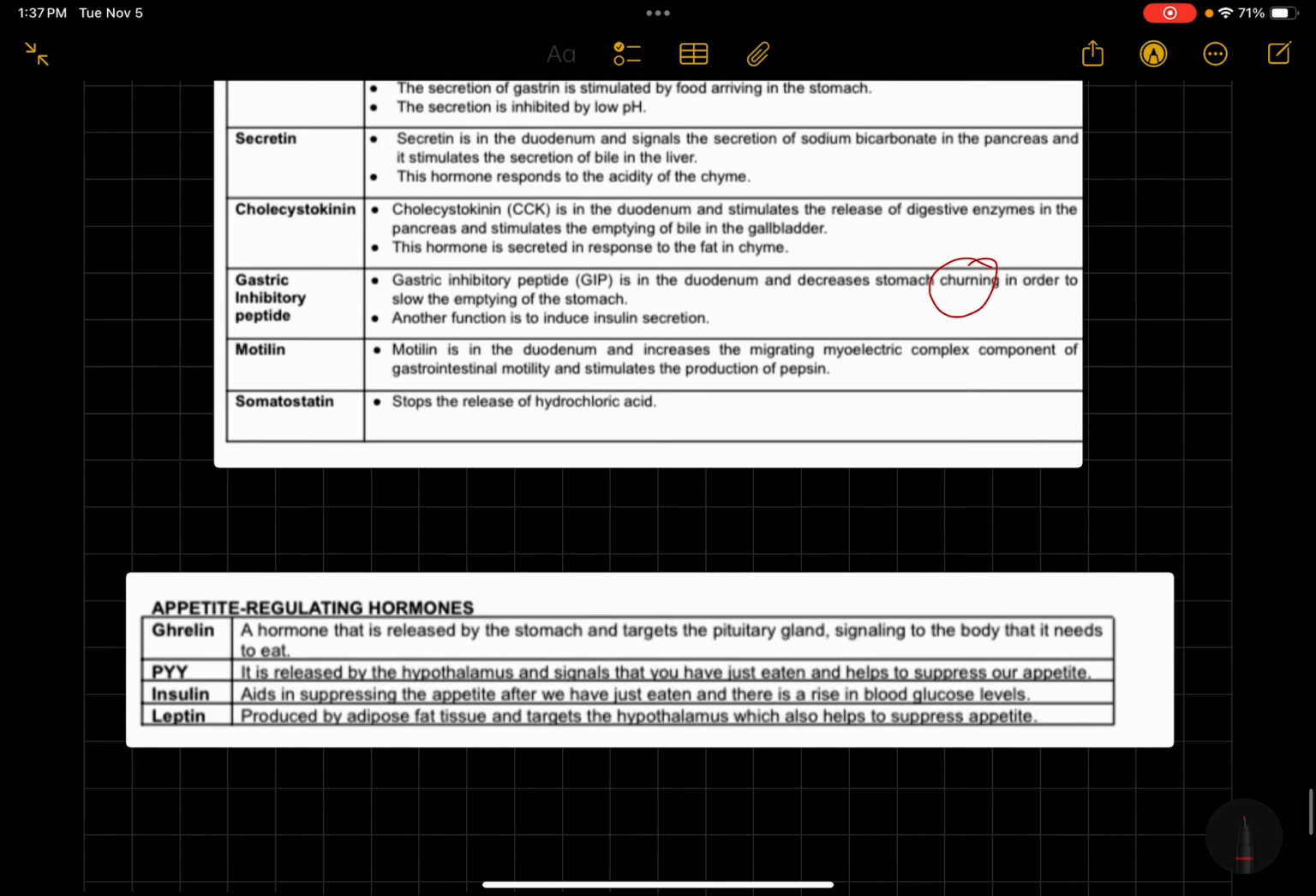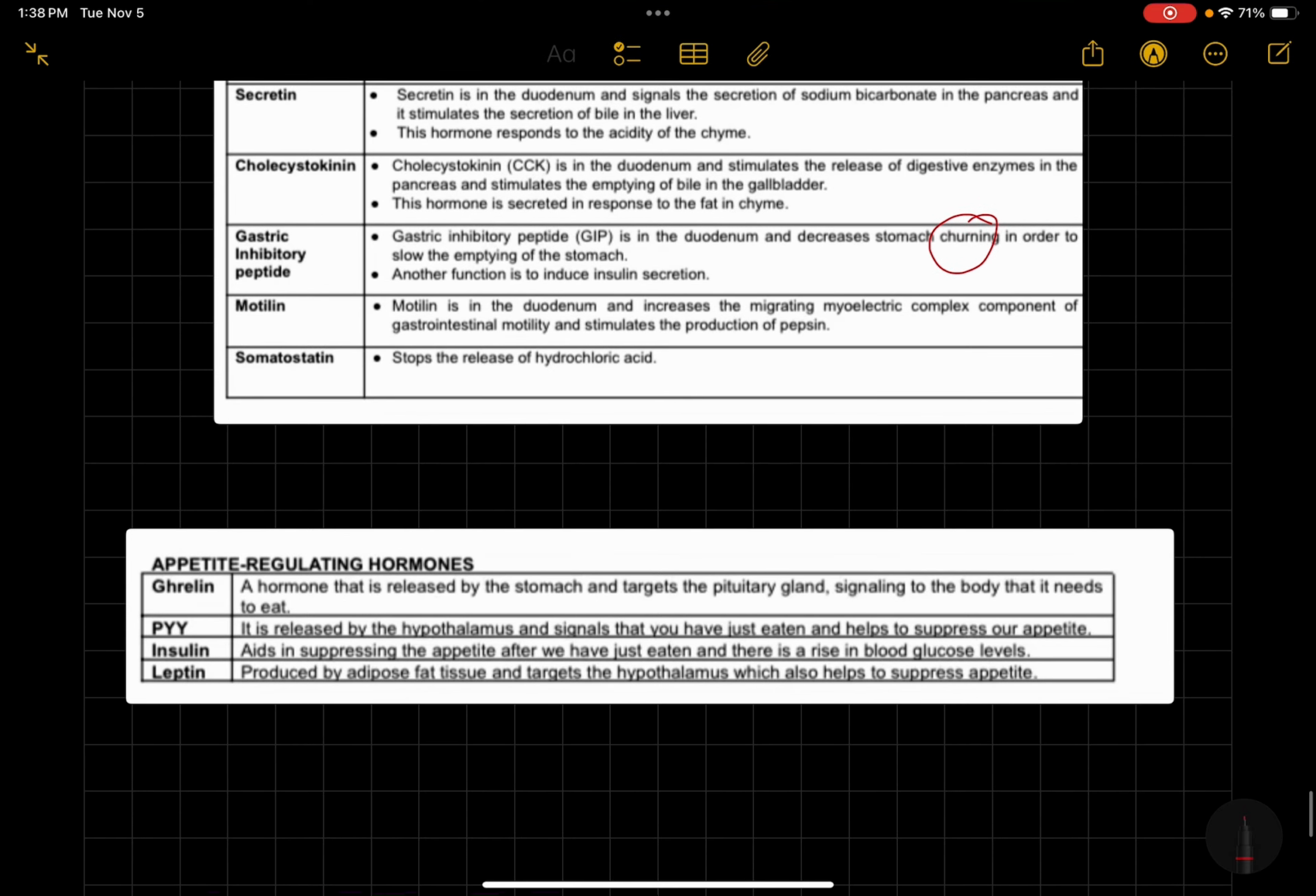Motilin. Motilin is in the duodenum and increases the migrating myoelectric complex component of gastrointestinal motility and stimulates the production of pepsin. We have somatostatin, stops the release of hydrochloric acid.